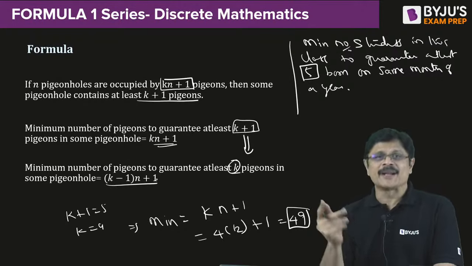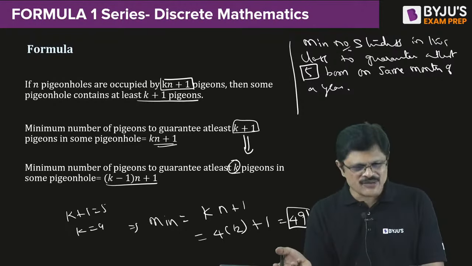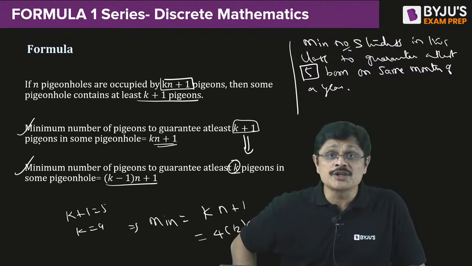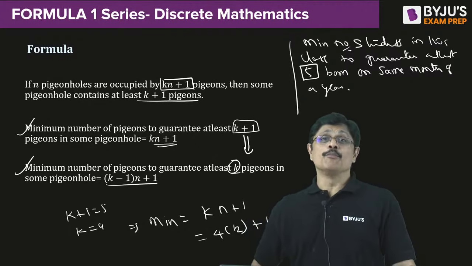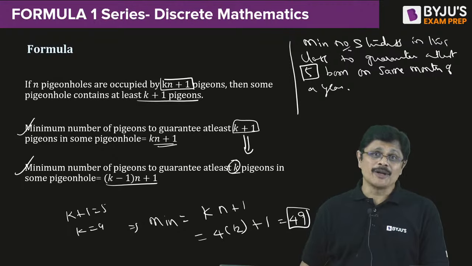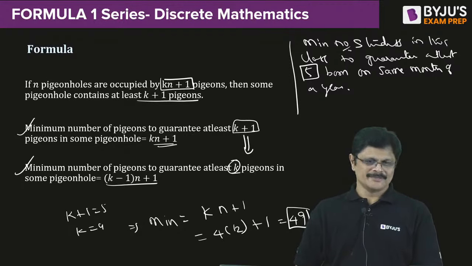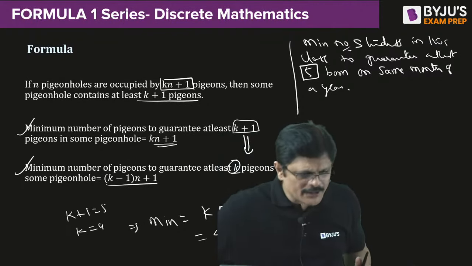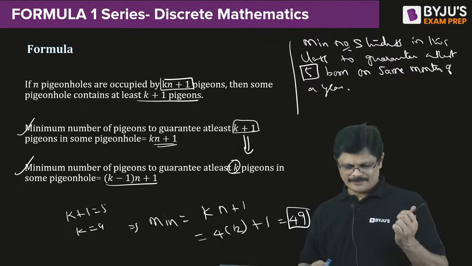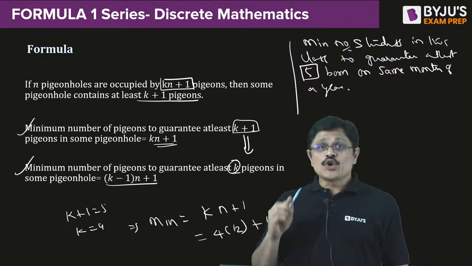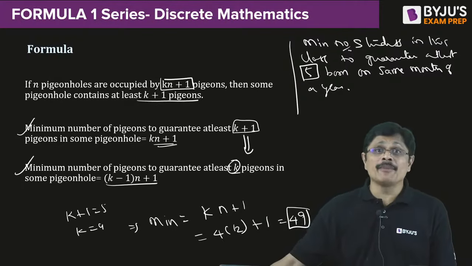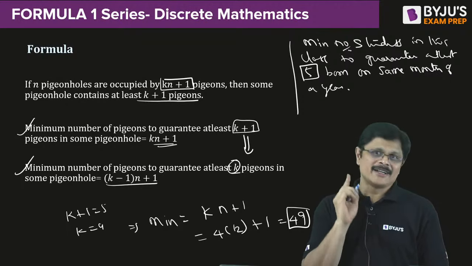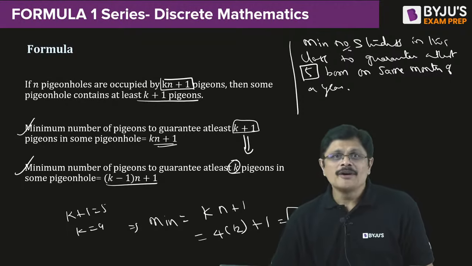Some people want, at least k is given. What is the minimum number? K minus 1 into n plus 1. Either this way you can remember or this way you can remember. And this is the most powerful formula, sir. Am I clear? Most powerful formula. So the answer for this problem you remember? 49. Right?